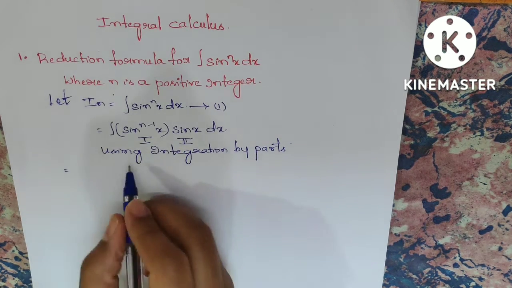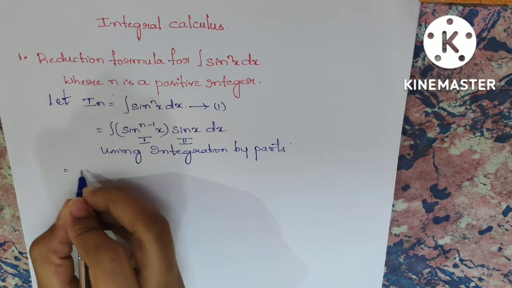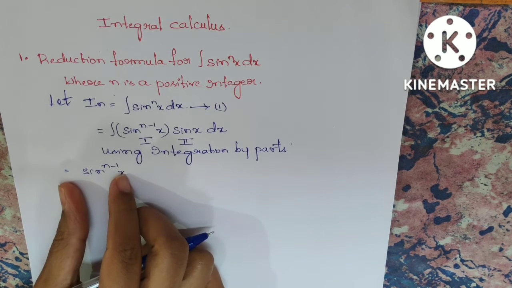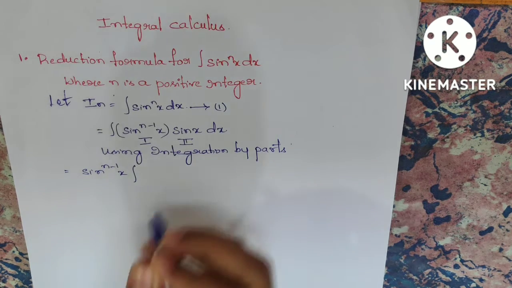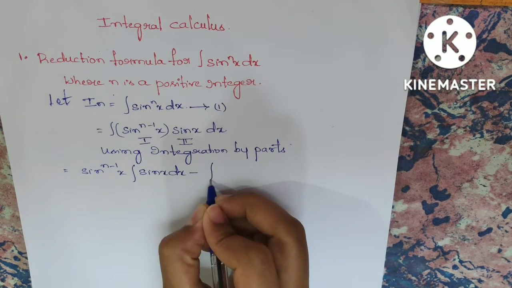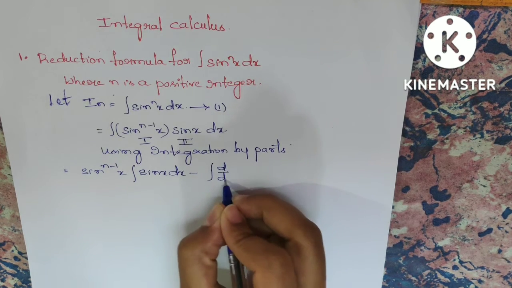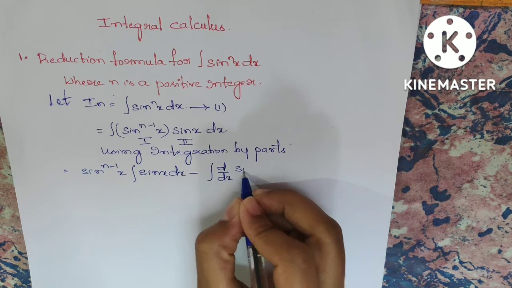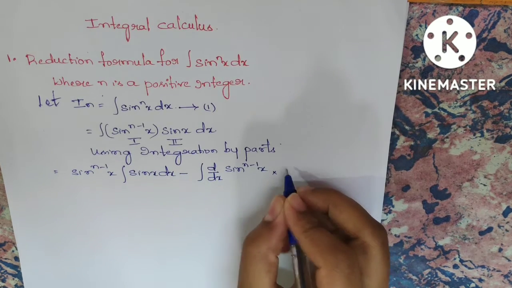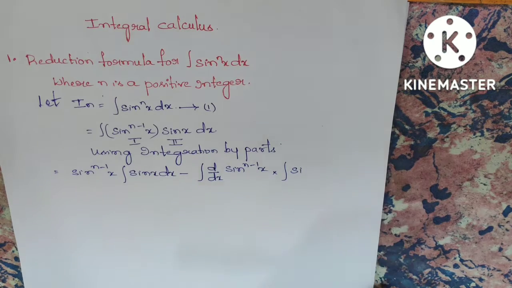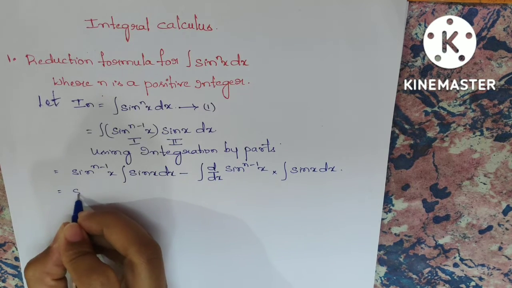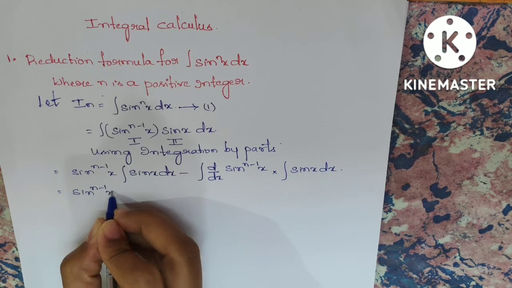This equals, now using integration by parts, first function, sin^(n-1) x, into integration of second function, sin x dx, minus integration of differentiation of first function, sin^(n-1) x, into integration of second function, sin x dx. This equals sin^(n-1) x.